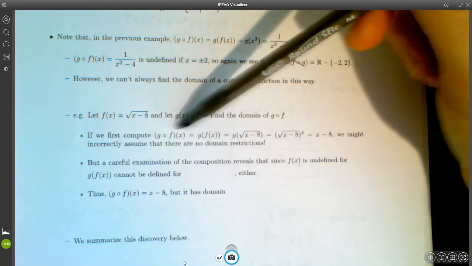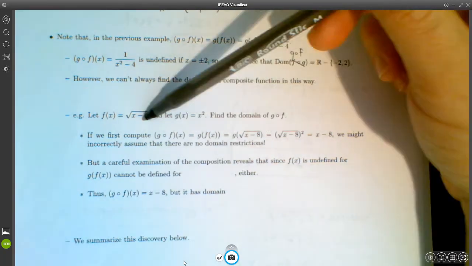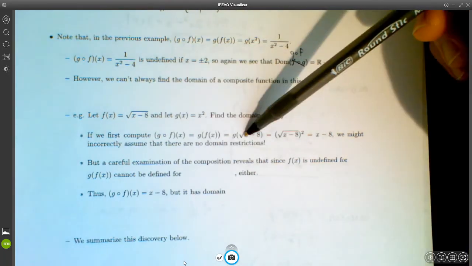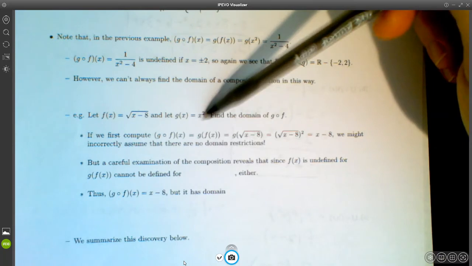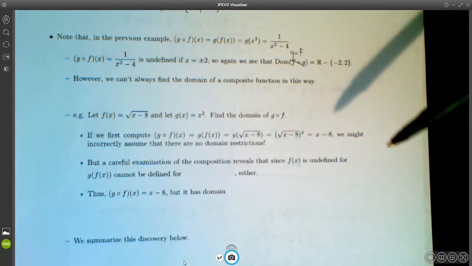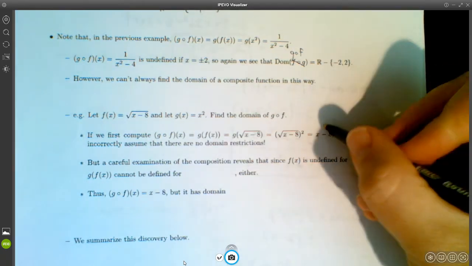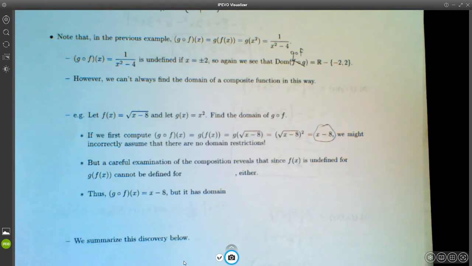So we find the composition, g of f of x. That would be g of square root of x minus 8, because f of x is square root of x minus 8. g of x is x squared, so we're just going to take x and replace it with square root of x minus 8, and then square that, and we get x minus 8. Looking at this, you may think there's no domain restriction, because x minus 8 is just a straight line. There are no domain restrictions there.